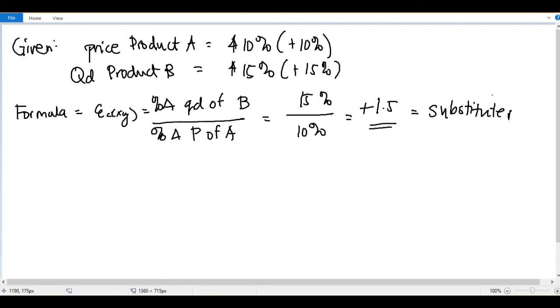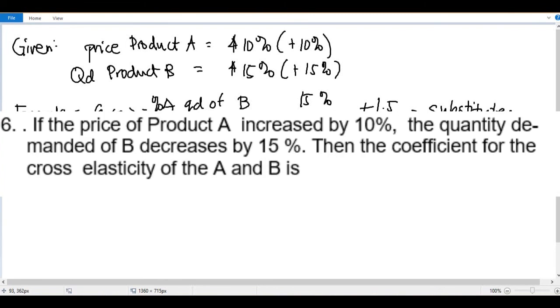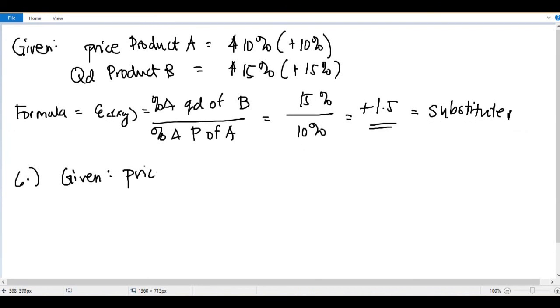Substitutes, but not perfect. So that's number 5. This is number 6. Let's read. If the price of product A increased by 10, the quantity demanded of B decreases by 15. The coefficient for the cross elasticity of A and B is, so let's again, given, we have the price of product A and the QD of product B.